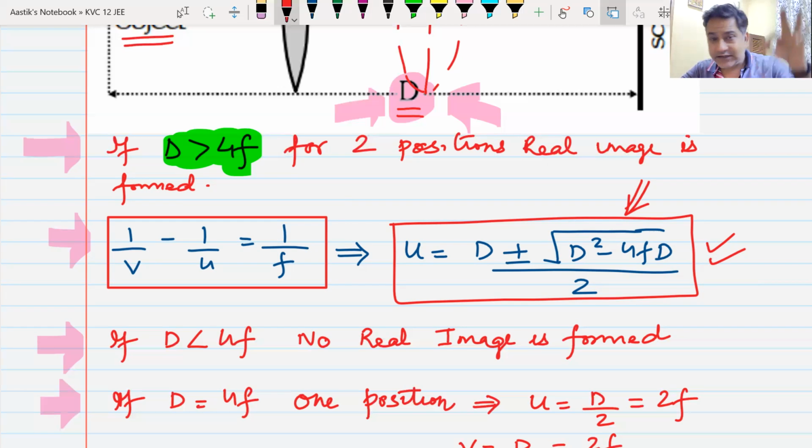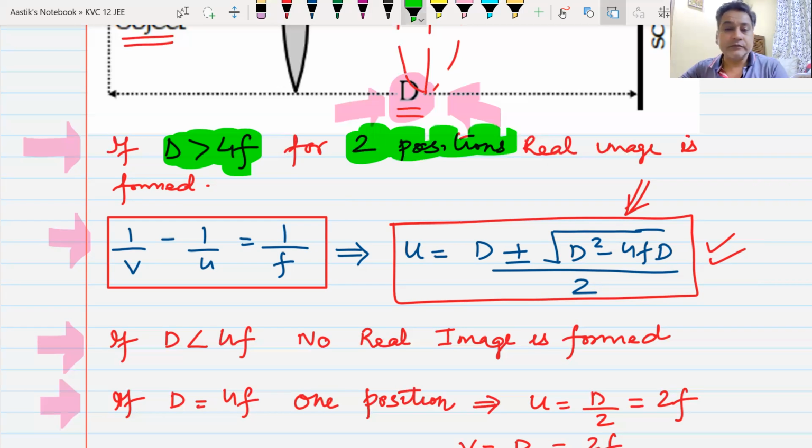So the first case is where d is greater than 4f. If d is greater than 4f, you will have two positions for the lens to create a real image on the screen. Do we understand this point? Let me call this point number one. Point number one is when d is greater than 4f, you will have two positions for which a real image is formed. And why does this come? If you can remember this value of u, which comes from the discriminant of the quadratic equation, it would be very good. The more things you can remember here the better, because sometimes they may ask you the value of u, sometimes the value of f, different things.